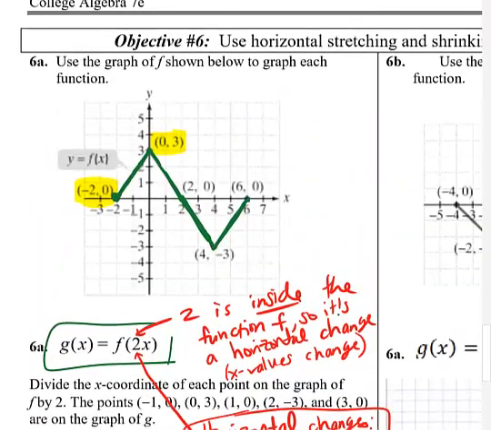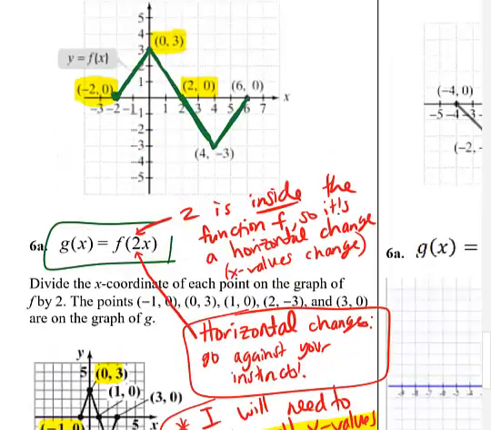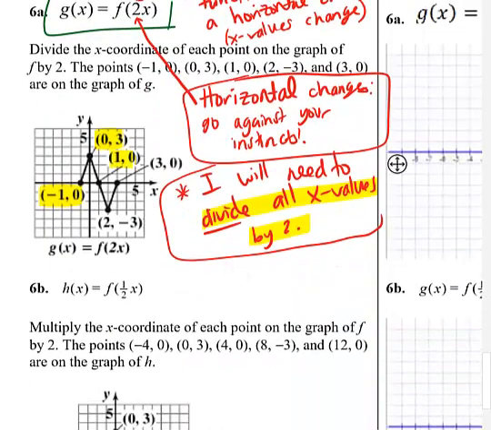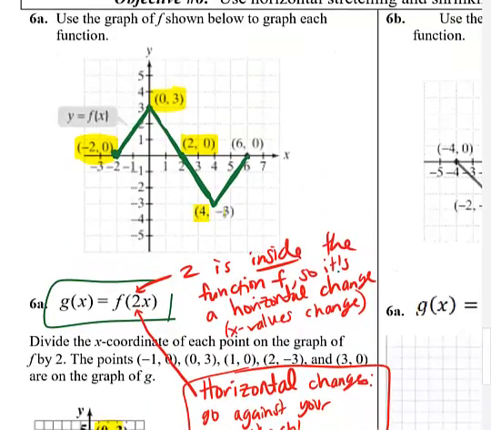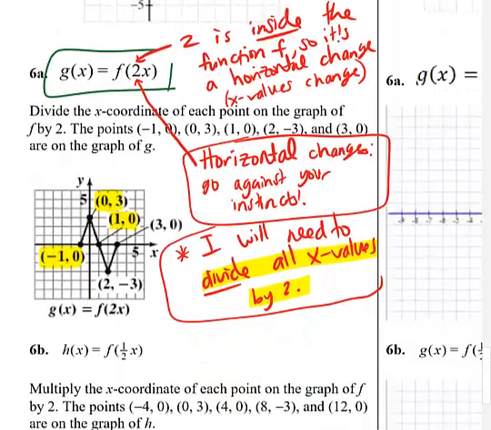And then we have the point 2, 0. If I divide that x value by 2, I've got 1. That's why the point 1, 0 is on the graph of the new function. And then the next point I see is 4, -3. If I divide the x value 4 by 2, I get 2.